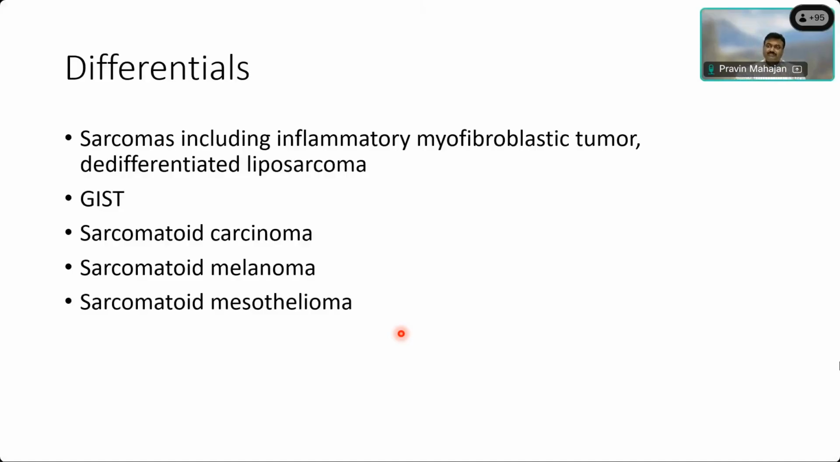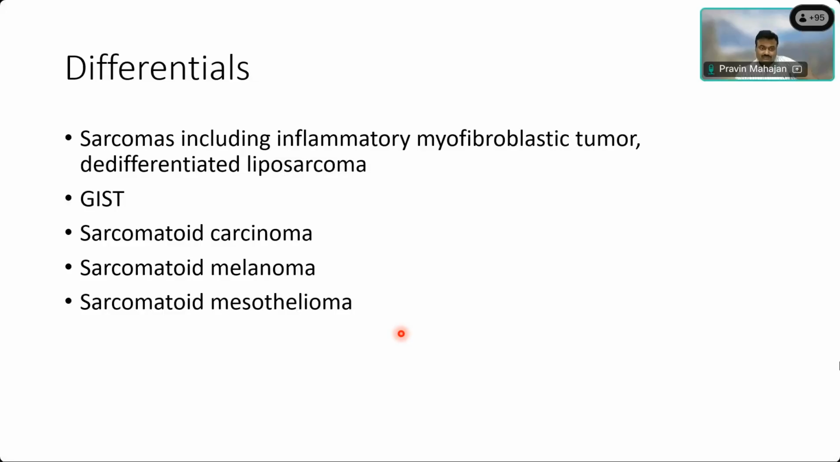Can it be GIST? No, sir. Why do you say no, Sagarika? You are right in saying that, because I mentioned already, GIST usually doesn't show this much nuclear pleomorphism. Usually, by and large. Rarely you may see. So that can be a differential, maybe lower down, but I have put it there because GIST can also present like multiple nodules.